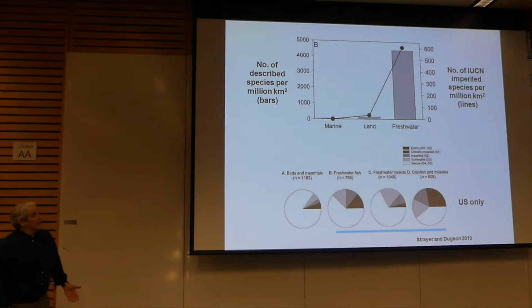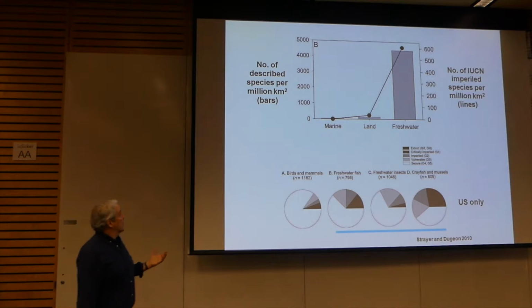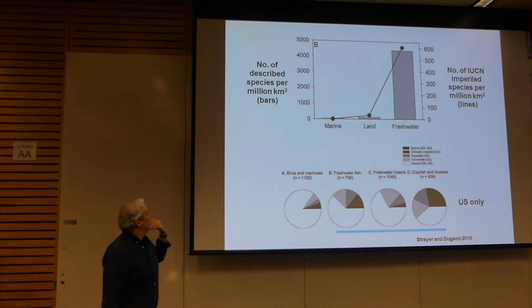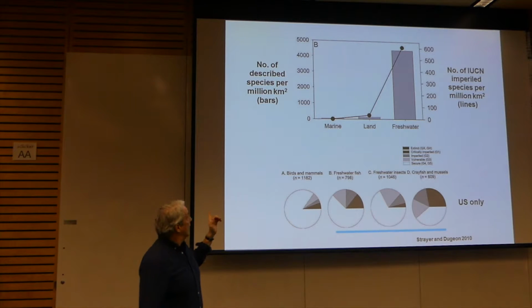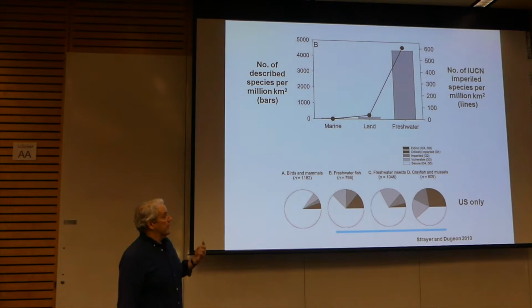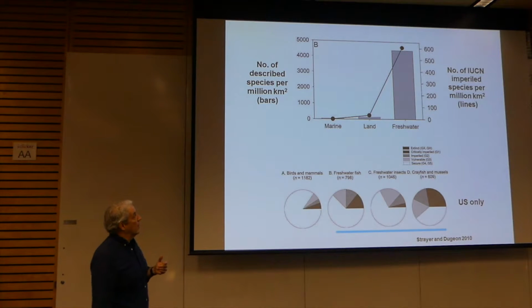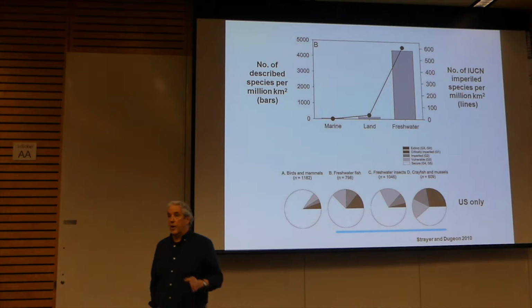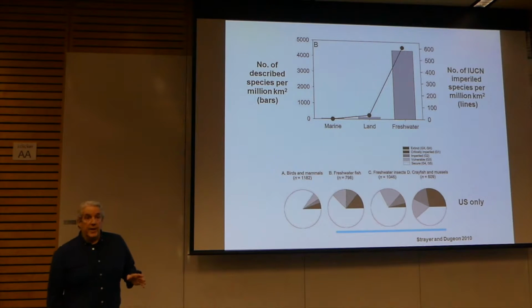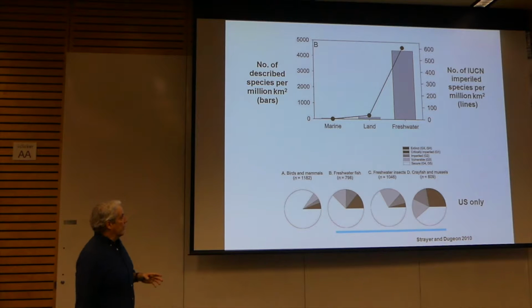The top panel on the left shows the number of described species per million square kilometers. That's shown in the bars. And the lines show the number of IUCN, International Union for the Conservation of Nature, imperiled species per million square kilometers. And this is for all freshwater taxa, not just fishes. And you can see the problem is immense in freshwater habitats.